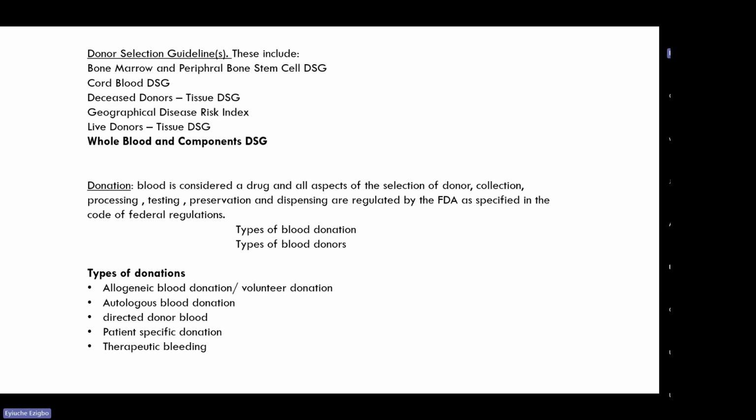Okay, so donor selection guidelines, DSG. This includes guidelines for selecting donors for bone marrow and peripheral blood stem cell donation. There are guidelines for selecting donors for cord blood donation, donors for tissues, geographical disease risk index, and live donors, that's for tissue. Some persons that donate, maybe somebody wants to donate a kidney, so there are guidelines.